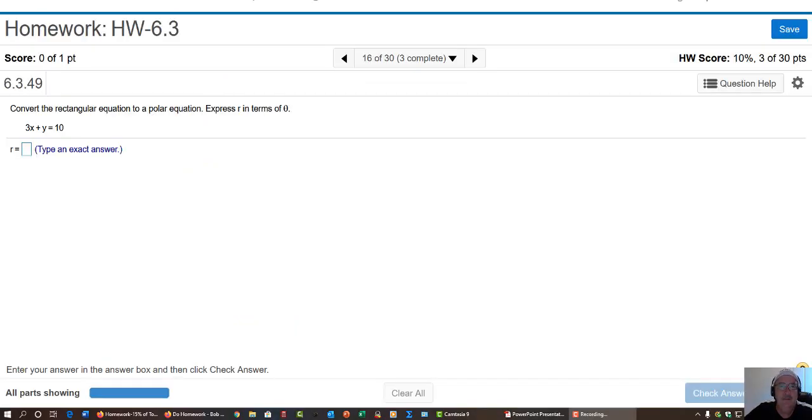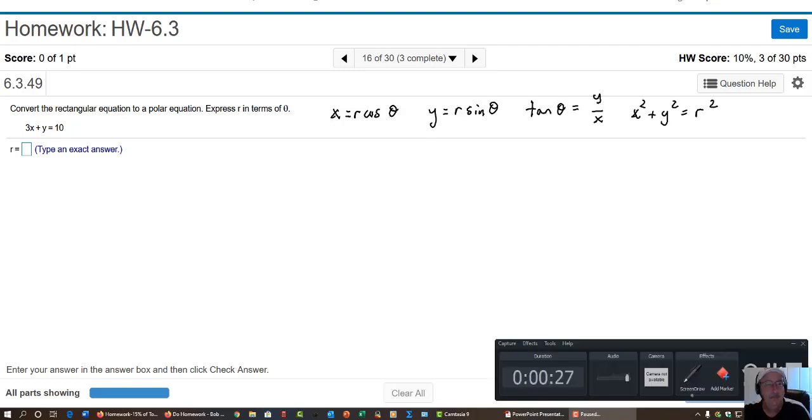All right, now to finish out the section on polar coordinates, we are going to take some rectangular equations in terms of x, y, and change them into polar equations in terms of r, theta. So here's the first example we're going to look at, and we'll look at maybe 3 or 4 of these at least. It says convert the rectangular equation to a polar equation, 3x plus y equals 10.